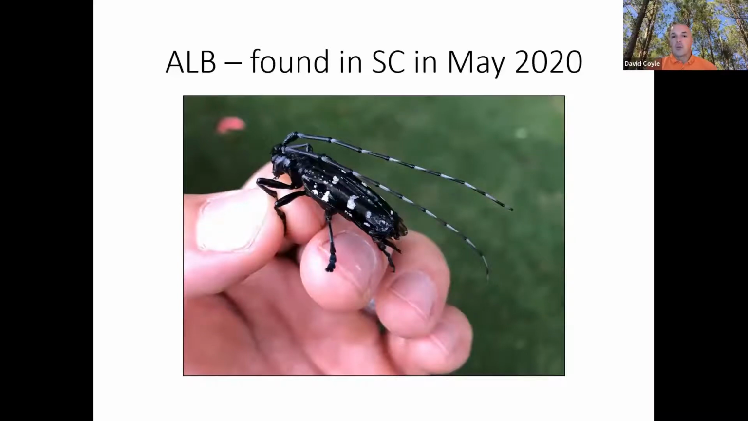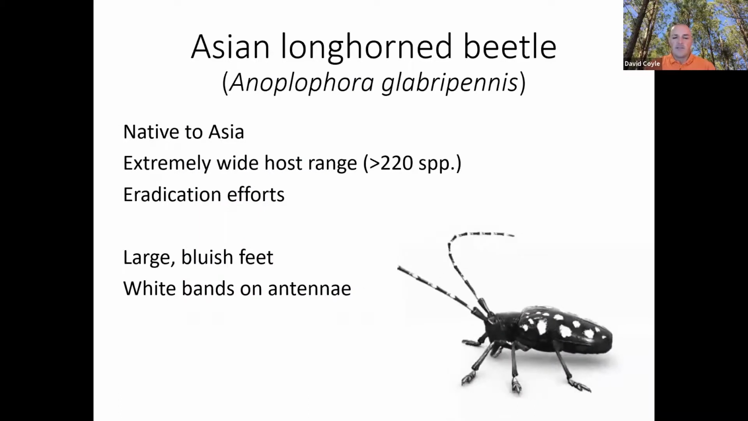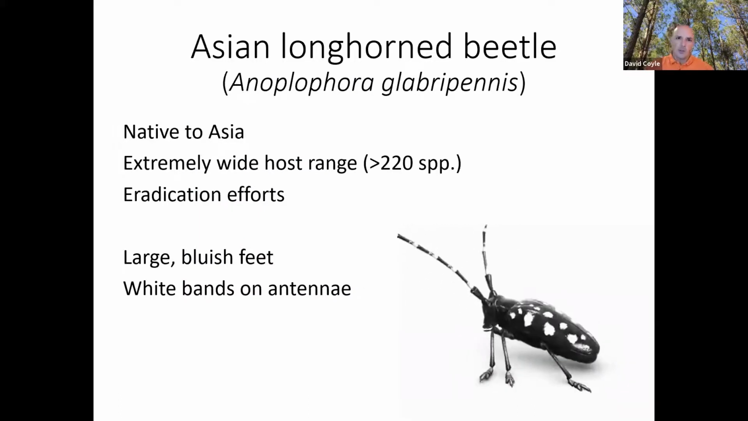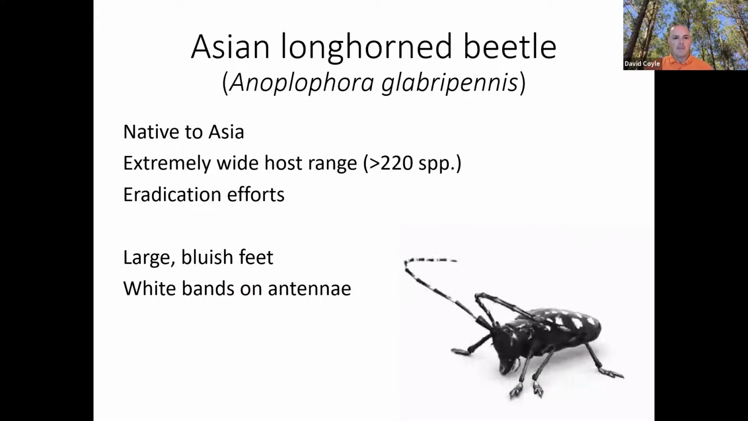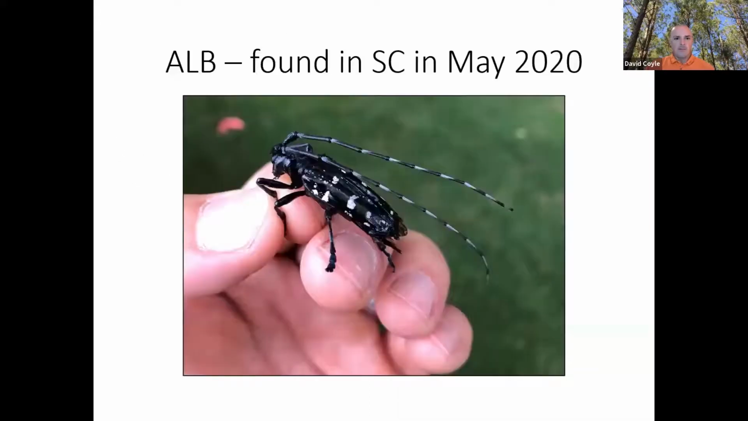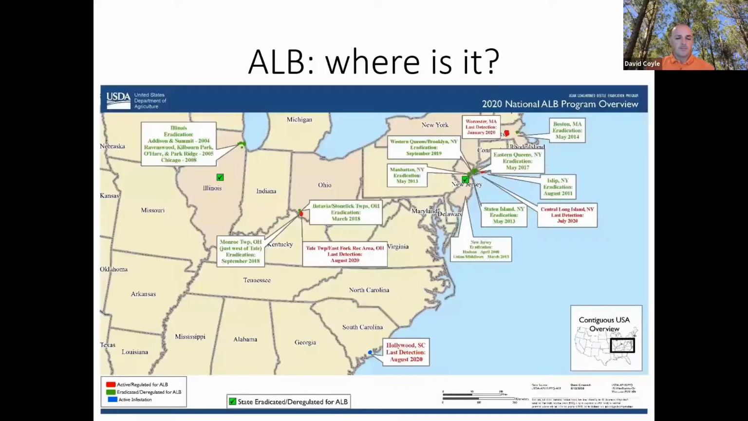Last May, Asian longhorn beetle was found in South Carolina. This is native to Asia, again, very wide host range, though it does tend to prefer maples. Big beetle, you saw it in my hand here. It's 1.5 inches long or so. The antennae are about twice as long as the beetle. And so we know exactly where this thing is so far. This is the map from USDA APHIS. There's active populations here in South Carolina, Ohio, and then there's two up there in the Northeast.